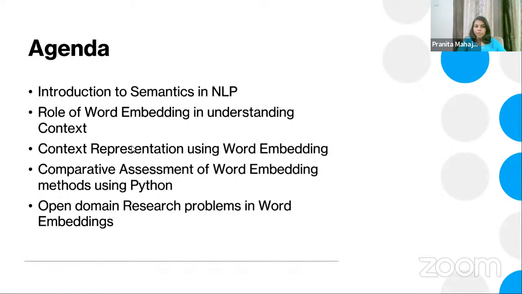I'll try to explain why we need to understand the context when we are representing words using vectors. How can we represent the context using word embeddings? Then we will compare BERT, GloVe, and ELMo, these 3 very popular word embeddings. There are many more which I'll list at the end of the presentation as well. I'll show you the Python implementation, and I'll also give you the references from where I downloaded the models and how I used them. Then I'll discuss a few open domain research problems in the world of embeddings.